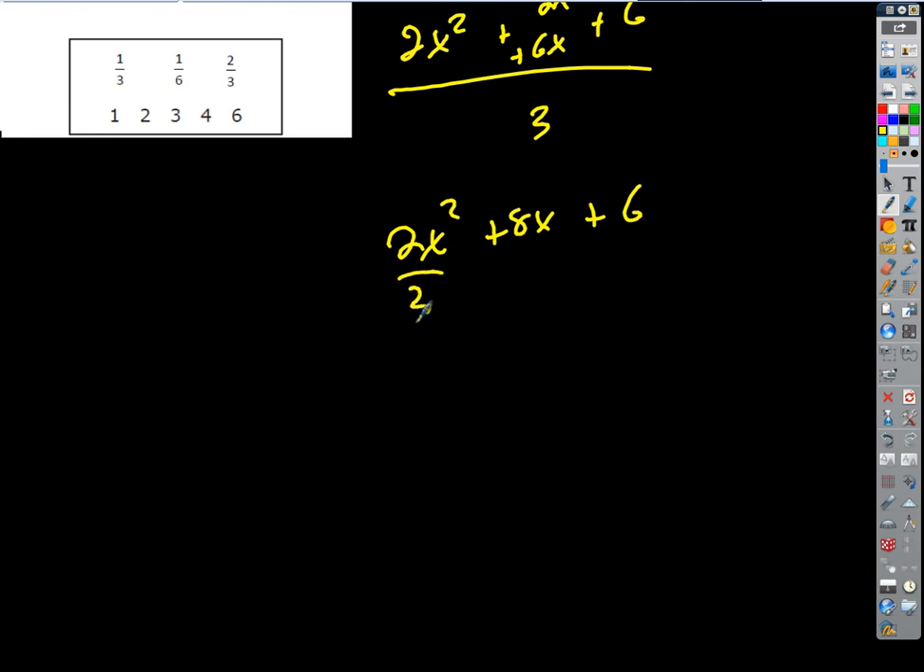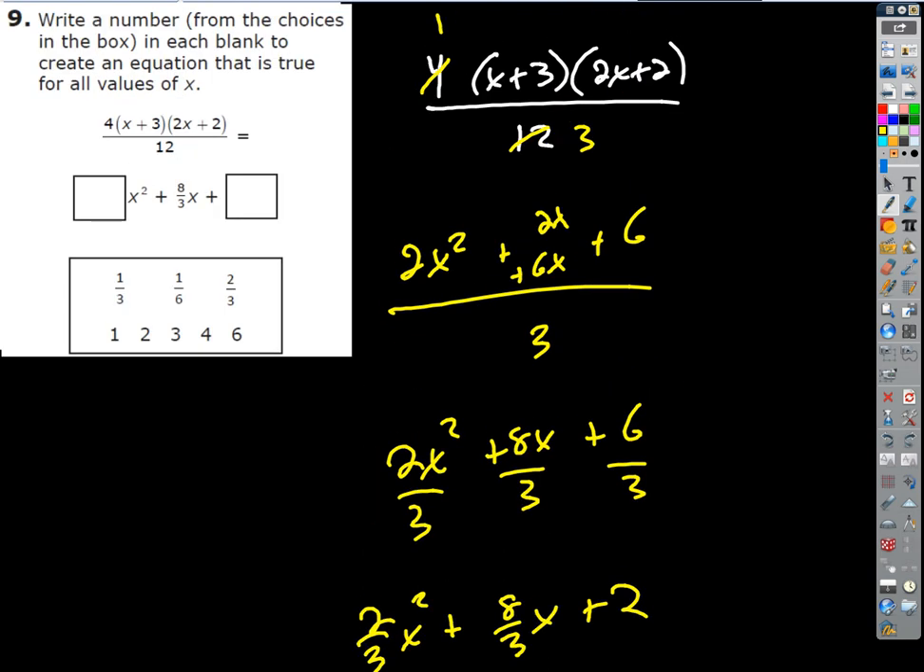Just break it up. Instead of a common denominator, just break it up into parts. Right? And so I'm going to get 2/3 x squared plus 8/3 x plus 2. We got our answers, right? You see that? Okay? All right, we'll pick it up tomorrow.